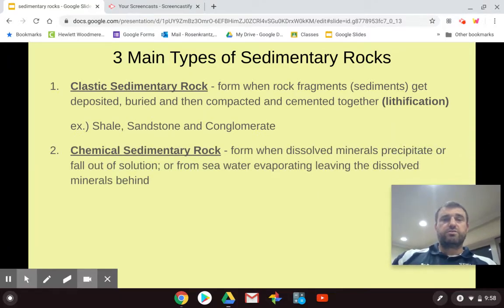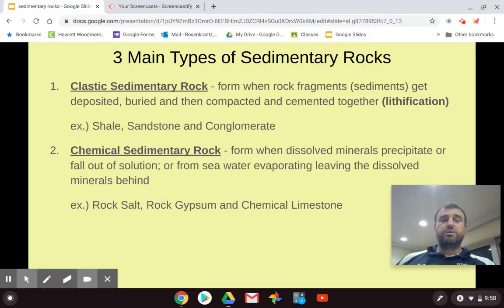All right, now a rock can also form chemically. So a chemical sedimentary rock forms when dissolved minerals precipitate, means to fall out of solution, or from seawater evaporating, leaving the dissolved minerals behind. So for example, if there's a lot of salt in the ocean, which there is, and the ocean evaporates, it's going to leave that salt behind, a big pile of salt. We would call that rock salt. Okay, and some other ones that are formed chemically is rock gypsum and chemical limestone.